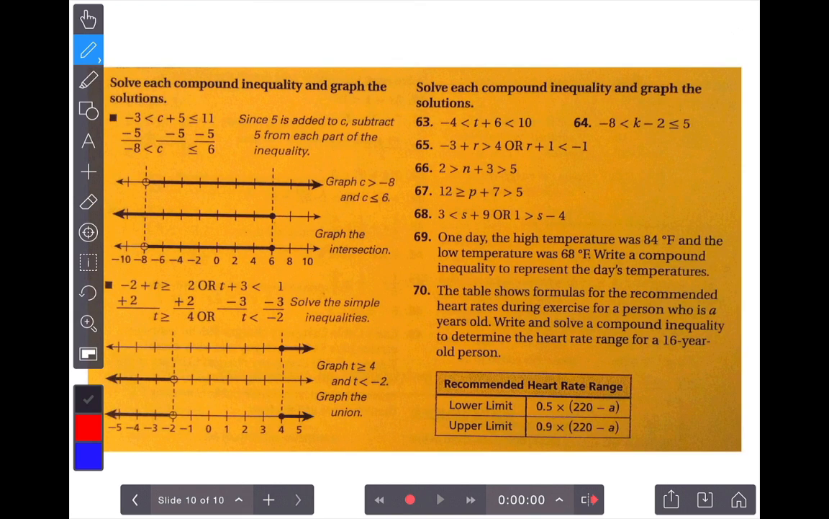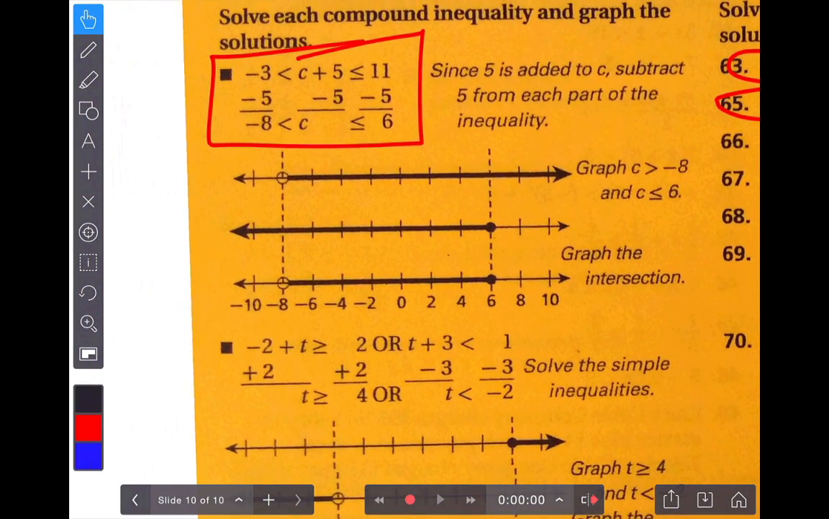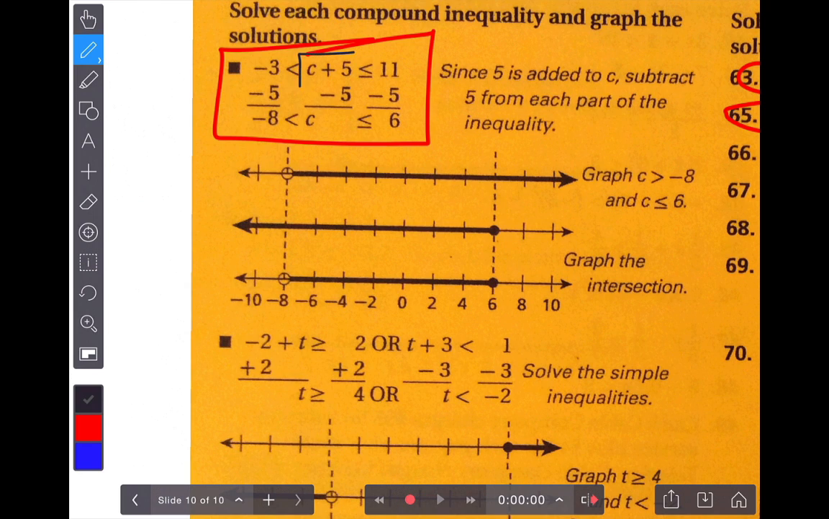All right, on this one, I'm not going to solve any of these. I'm going to go by what they've already done. These are compound. Notice this one's in the middle, and this one is an or statement. So in solving both of them, look what they did right here. Let me blow that up a little bit. From the center, they solved it from the center here. They subtracted 5 from all 3 sections, and they left that c there. Now, when they did that, they were able to get c is greater than or equal to negative 8. That's this one. And then also c is less than or equal to 6.